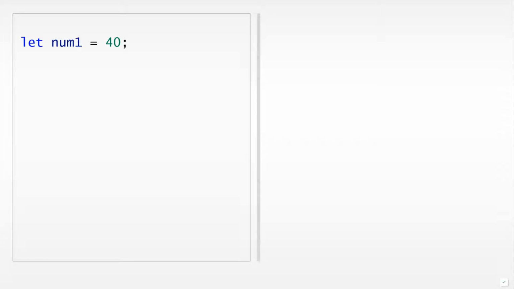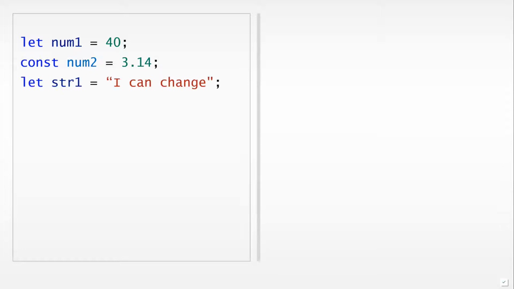For example, if we have the following line of code, let num1 equal to 40. 40 in this case would be of the number type, which is a primitive. If we have const num2 equal to 3.14, 3.14 would also be of the number type. So both of these examples are of the number primitive type. Notice that the number primitive type can assign both integers and fractions. So JavaScript would use a single value type to represent both of these types of numbers.